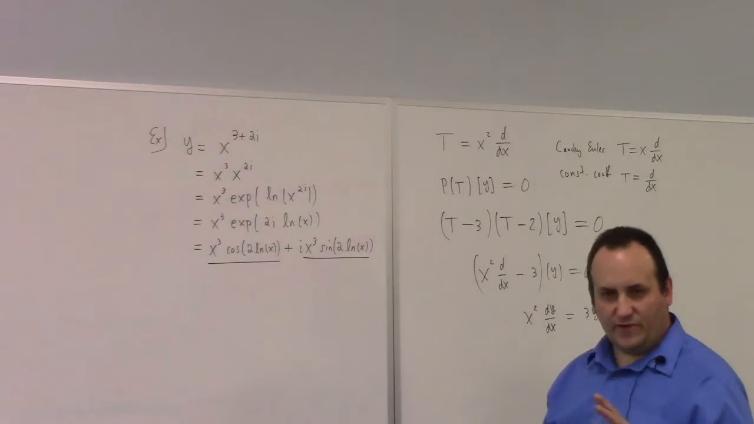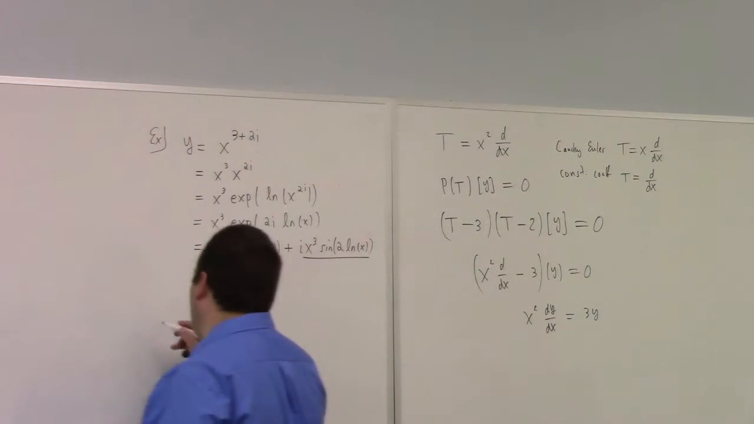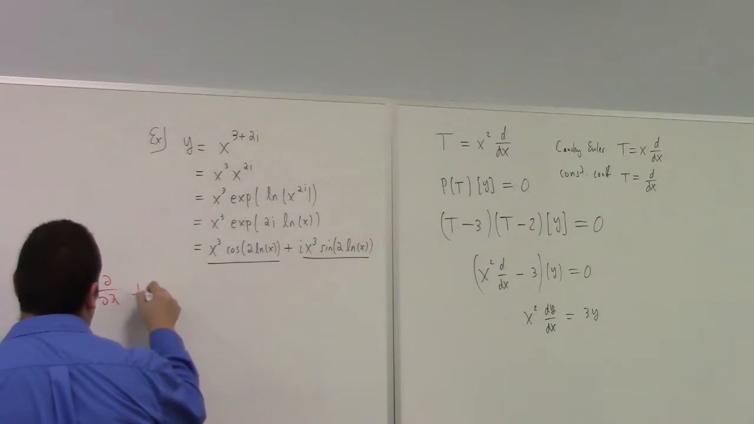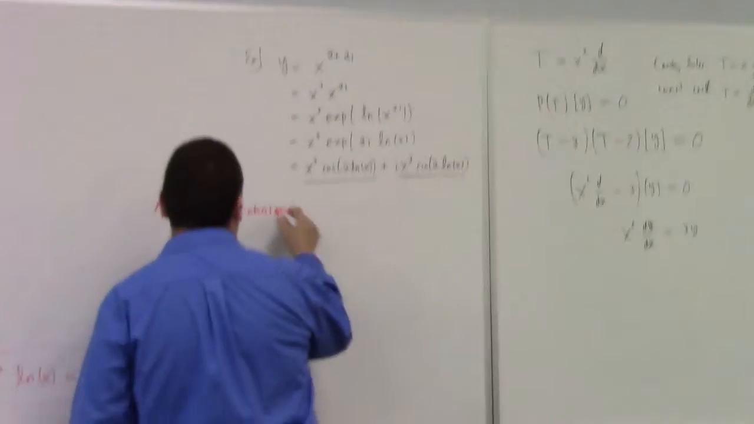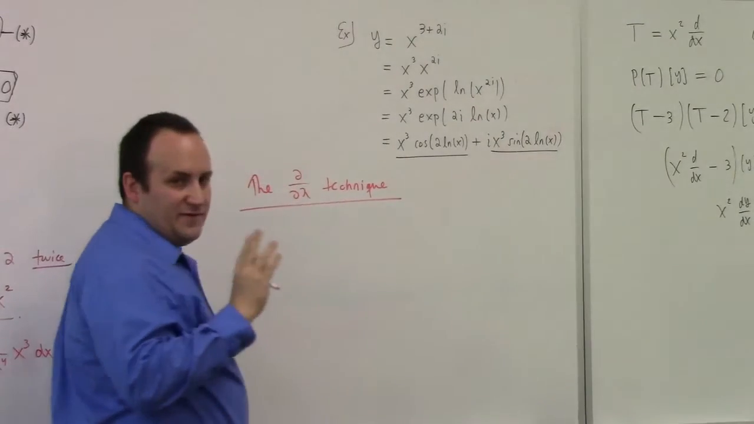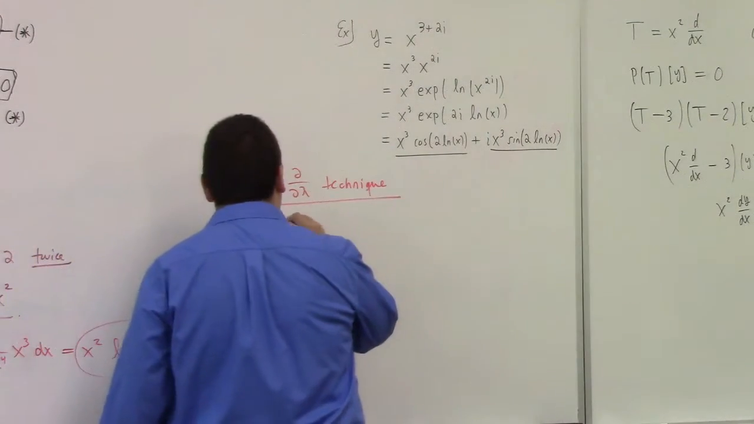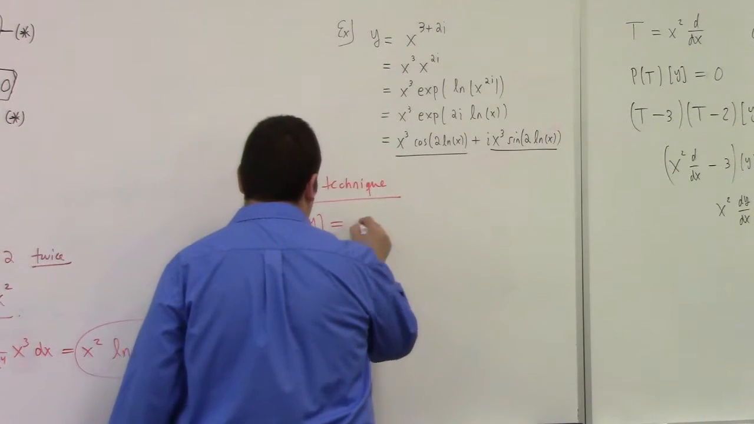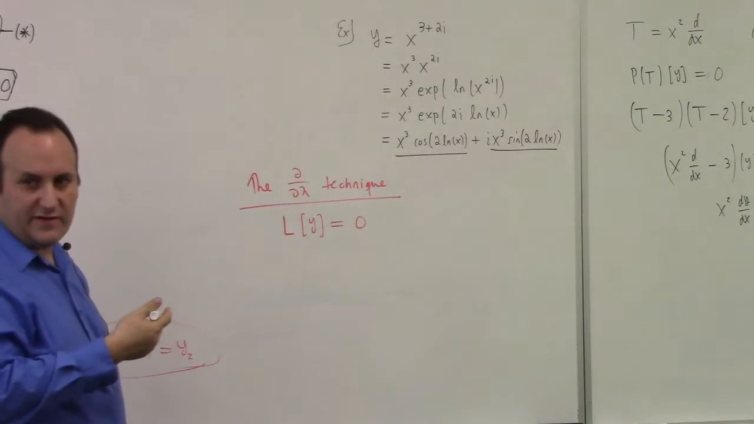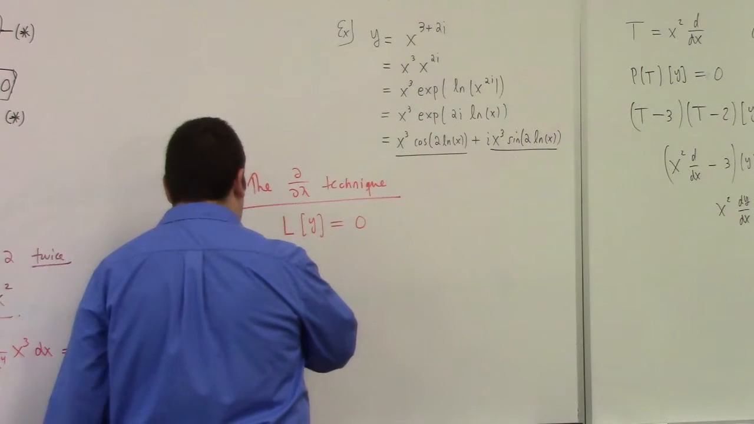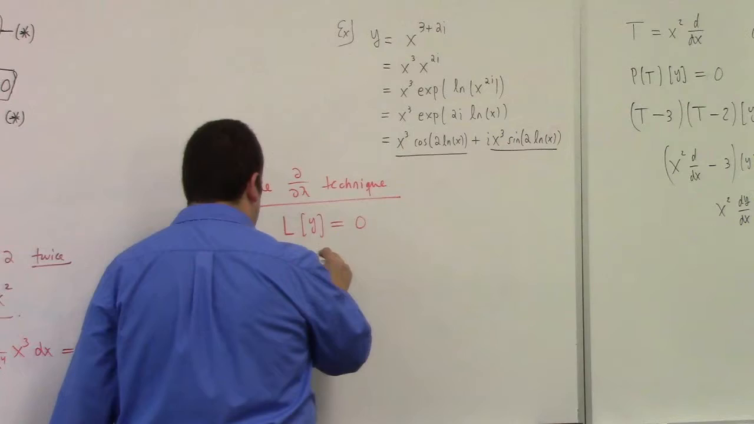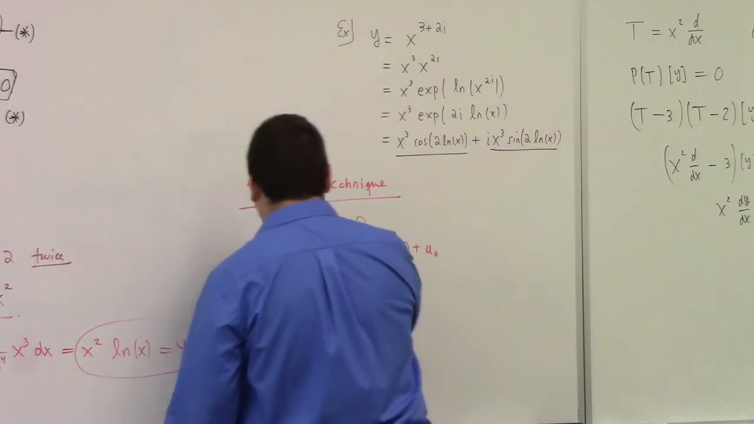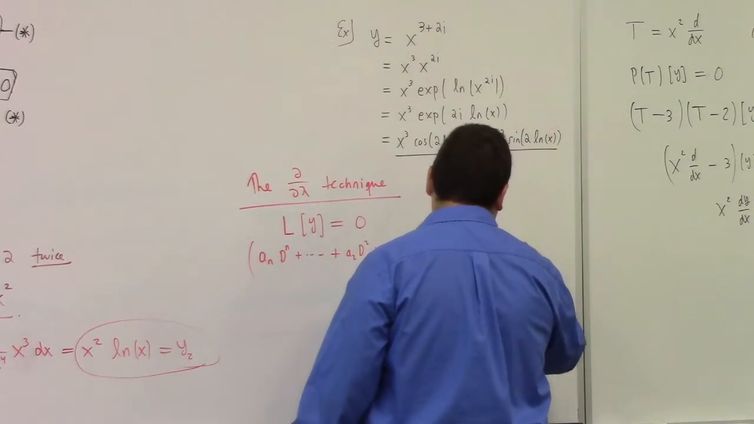So let me show you another way to understand this. I'll just call this the partial lambda technique. All right. So first of all, I would point this out to you guys. We have L, right? L of y equals 0 was our original. Let me go back to the constant coefficient case for just a second here. You've got a_n D to the n plus ... plus a_2 D squared plus a_1 D plus a_0, right? All of that acts on y to equal 0.